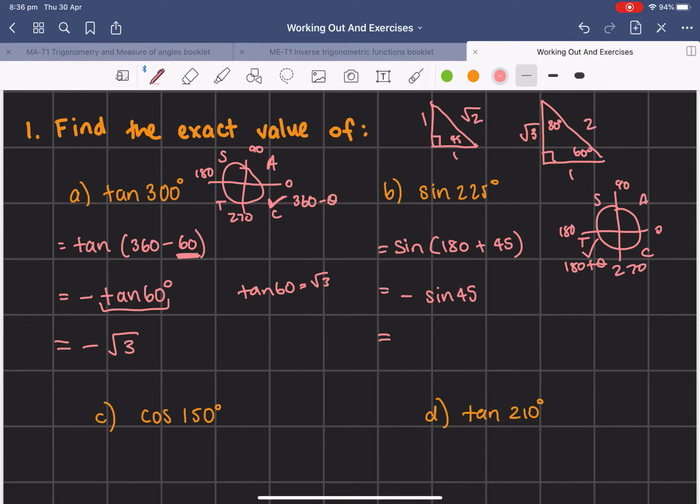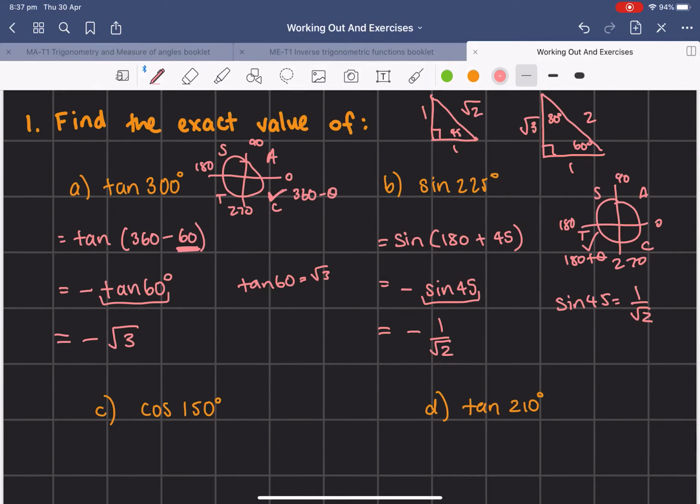These are from the exact values that we did right at the beginning of the booklet. So sine 45, opposite over hypotenuse, is 1 on root 2. So sine 45 is 1 on root 2, but I need negative sine 45, so it'll be negative 1 on root 2.